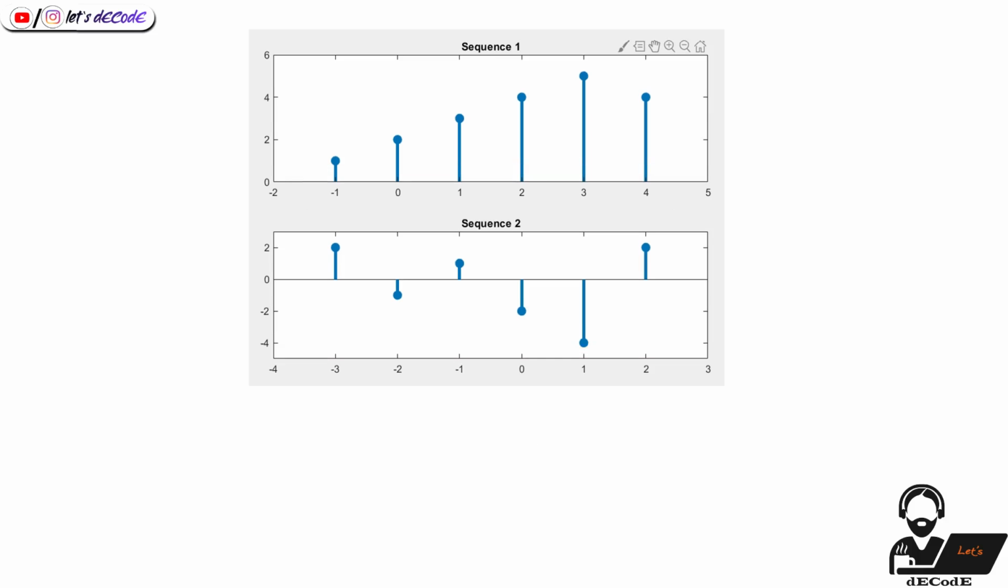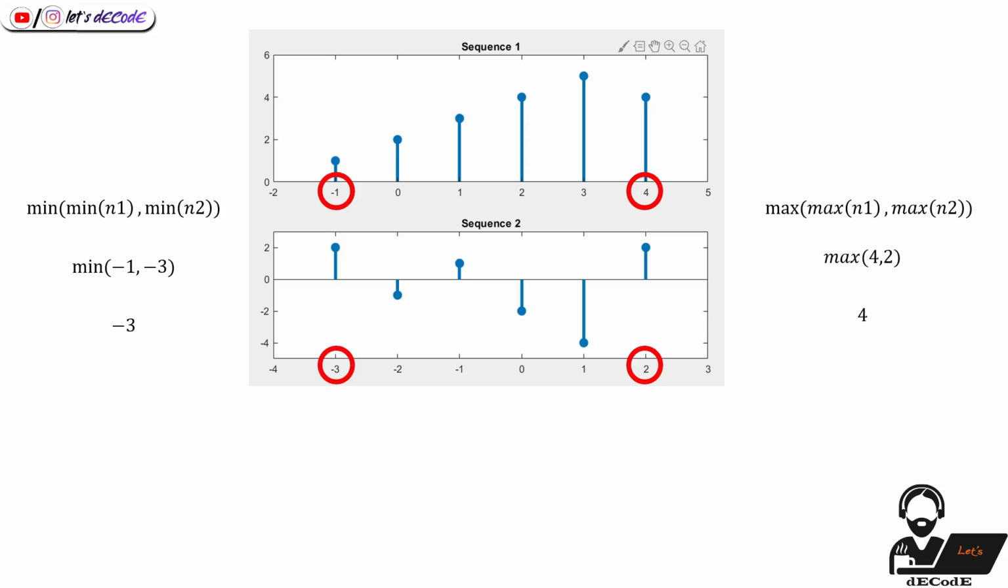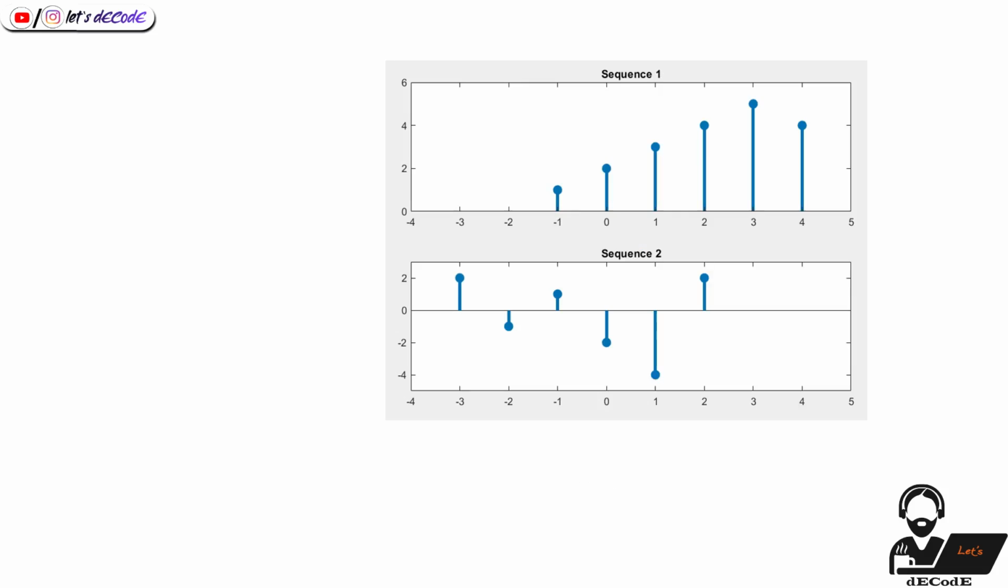Let's see. To add signals of different length or sequences sampled at different positions, first we have to make them of equal length. For that, first we take the starting point of both sequences and find the minimum of them. Then we find the ending points of both the sequences and find the maximum of them. Finally, our ranges move from the minimum of these two to the maximum of these two, like this. After obtaining the new range, our signals look like this.